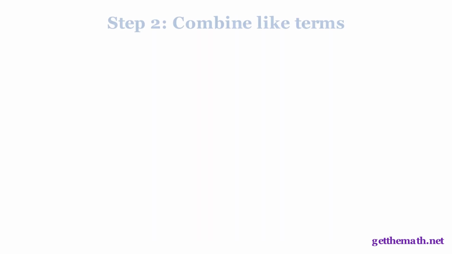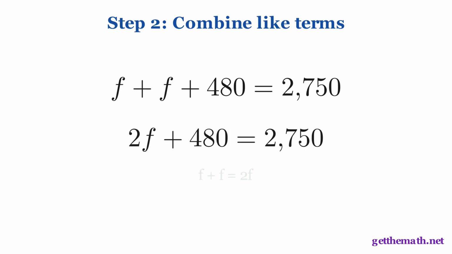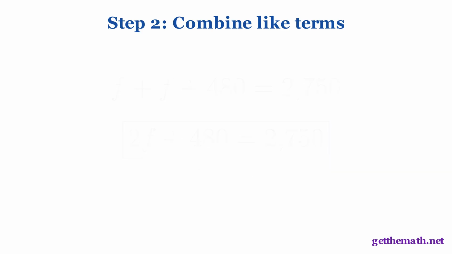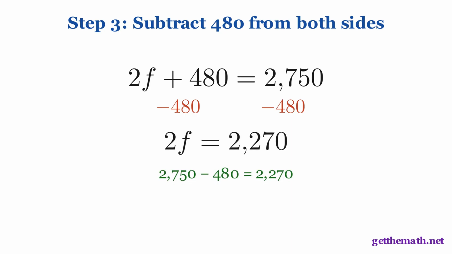Step 2. Combine like terms on the left side. f plus f is 2f. So we have 2f plus 480 equals 2,750. Step 3. Subtract 480 from both sides. 2,750 minus 480 is 2,270. Now we have 2f equals 2,270.